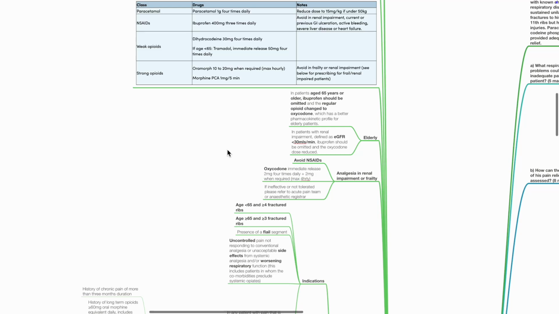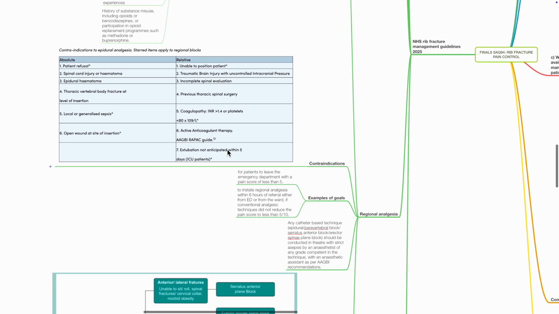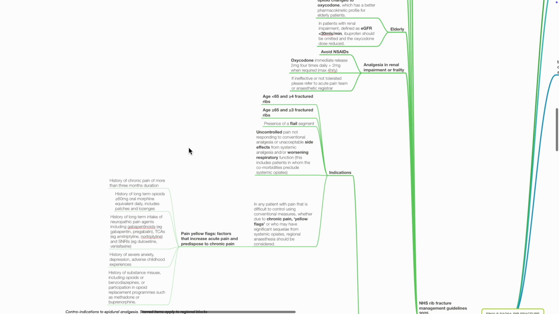Refer acute pain team or anesthetic registrar if pain is uncontrolled. Regarding regional analgesia, indications include: for age less than 65 years old, 4 or more fractured ribs; for age more than 65 years old, 3 or more fractured ribs; presence of flail segment; uncontrolled pain not responding to conventional analgesia; unacceptable side effects from systemic analgesia and/or worsening respiratory function; and in any patient with chronic pain or yellow flags.